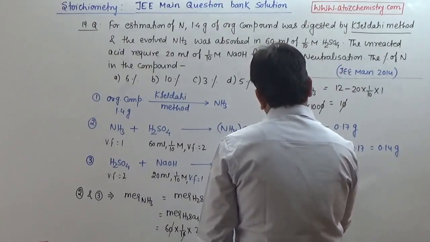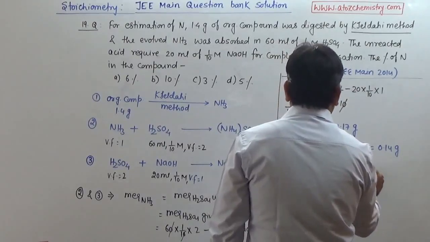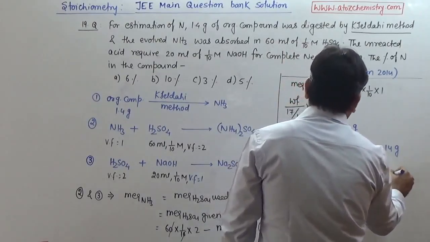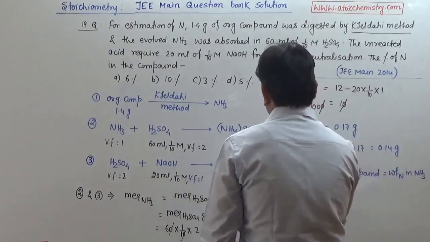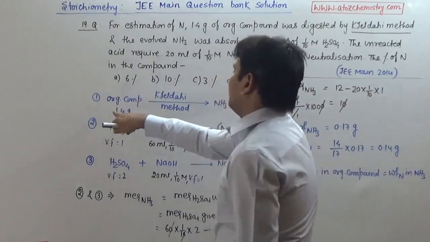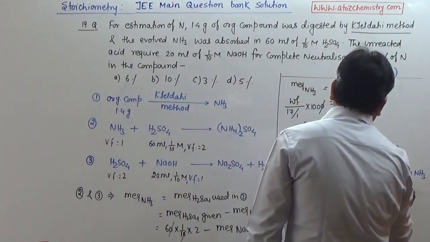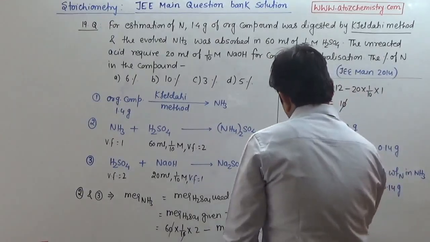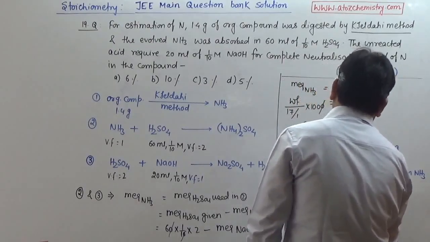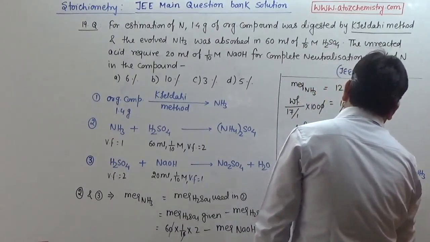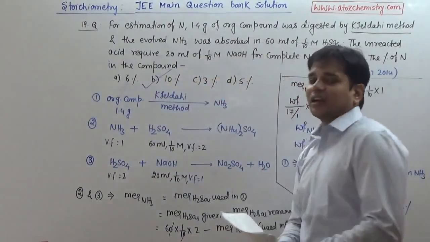So weight of nitrogen in the organic compound, according to reaction 1, will be equal to weight of nitrogen in NH3, that is 0.14 gram. So percentage by weight of nitrogen can be easily calculated: 0.14 divided by 1.4 into 100, that will be equal to 10%. So this is the correct option. B is the correct option.